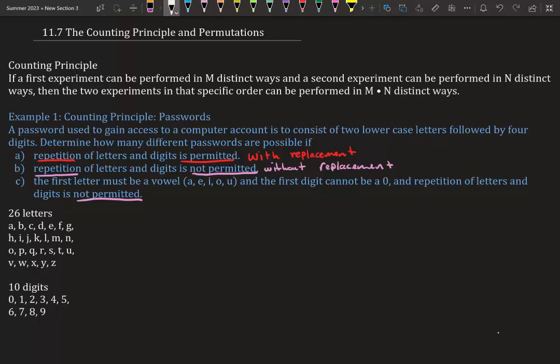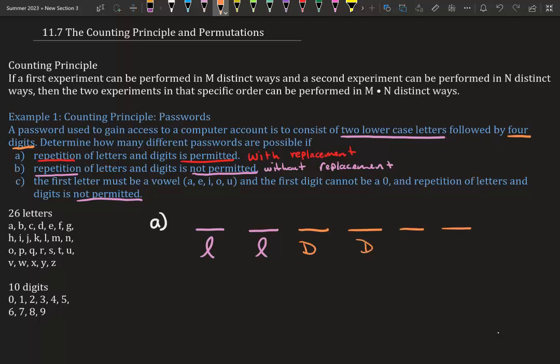Alrighty, part A. So part A says we need just to create a password with replacement. So our password has to consist of 2 lowercase letters. So it has to be letter, letter, and it has to be lowercase. And then it has to be followed by 4 digits. So we have to have 4 digits. So our password has to look like this. This is the template that we have to fill in. We're allowed to pick 2 letters, and then we're allowed to pick 4 digits. And we're allowed to pick any, because it's with replacement.